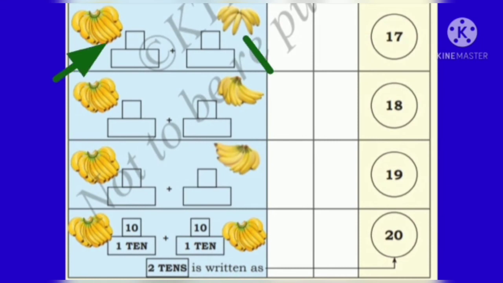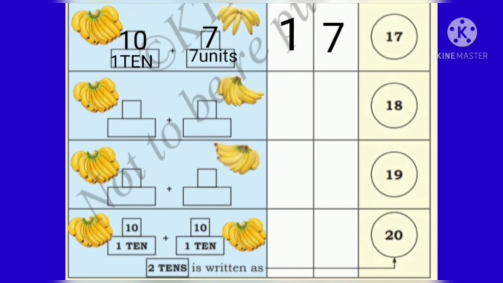Next they purchased 1 bunch and 7 single bananas. 1 bunch means 10. So we will write 1 in tens place. Next there are 7 single bananas. So we will write 7 in units place. 1 and 7 can be written as 17.